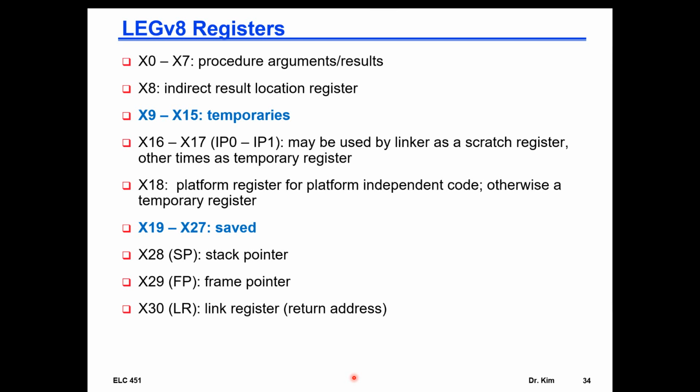Then you have temporary registers, X9 through X15, and you also have X16 and X17, which could be used by a linker as a scratch register. So that's part of getting a program together.